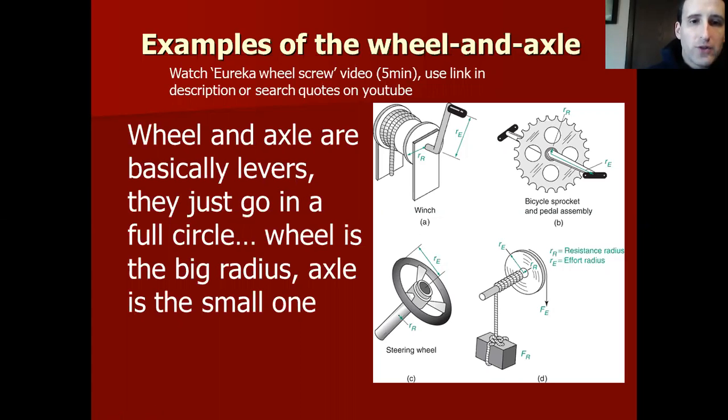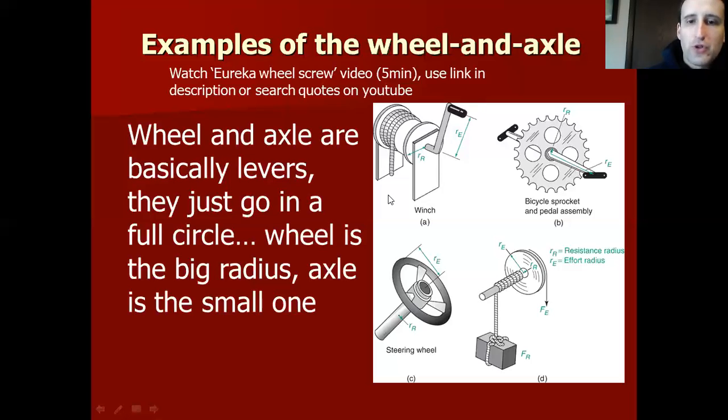So wheel and axles, as it describes it here on the slide, they're basically levers, but they just go all the way around in a circle, right? So we think about a classic example like this one. You'd have a handle, and the handle goes around, and that causes the axle to go around, and the axle is of shorter radius than the handle. So the handle is kind of the wheel part with a big radius, and the axle's the drum here, the axle part with a shorter radius.